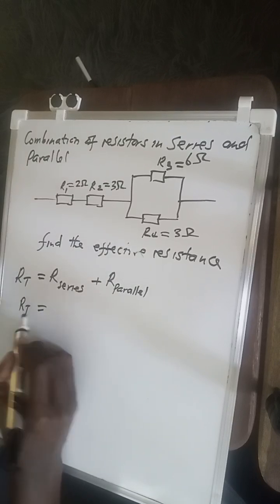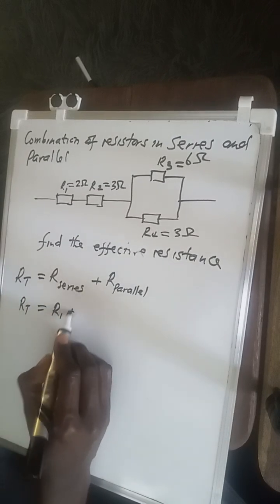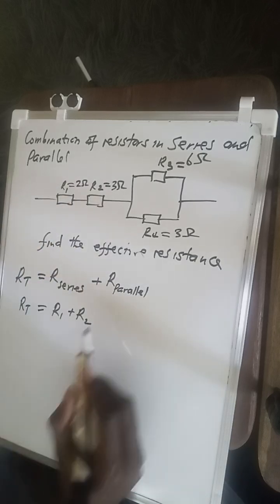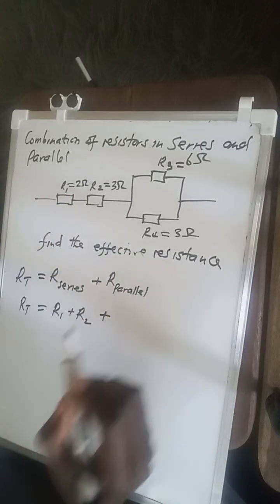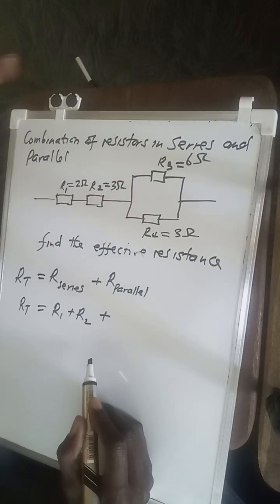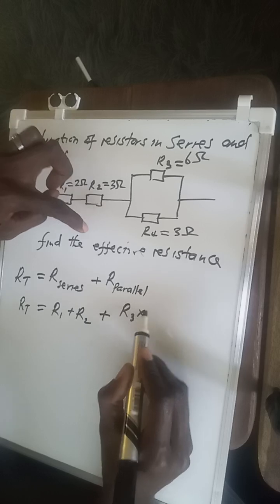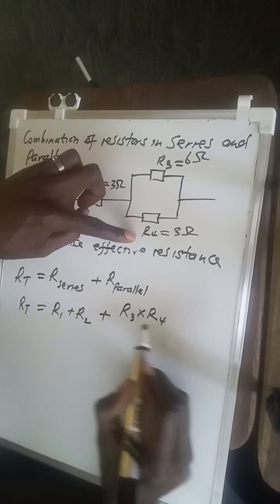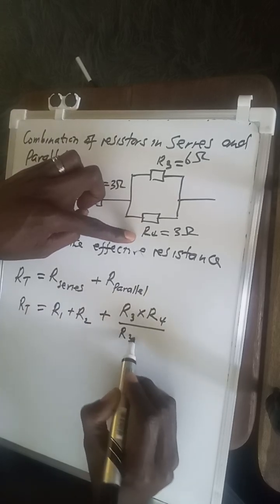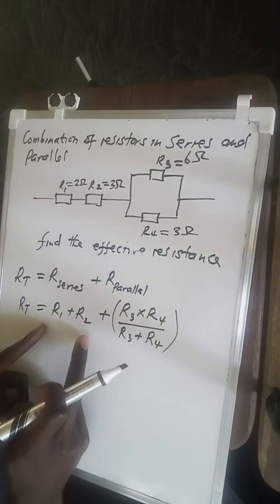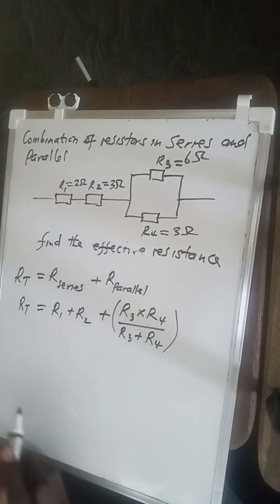So resistor total, I'll just say resistor 1 plus resistor 2. If they're in series, you just add, remember, plus. For those resistors in parallel, if we only have 2, we don't need to waste time. So I'm going to say resistor 3 multiplied by resistor 4 divided by resistor 3 plus resistor 4. So that's what we mean.